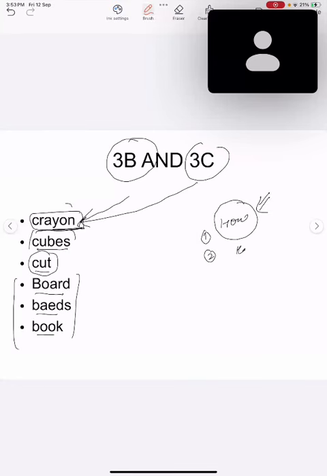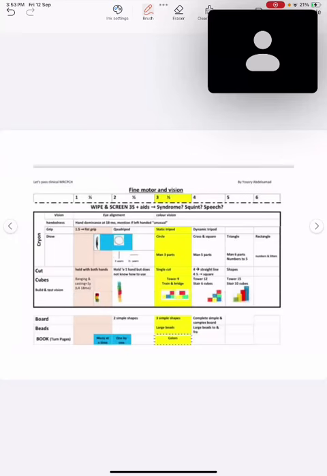So you want to see, is there any hemiplegia, weakness of one hand, or any hand preference or hand dominance present or not? We will see later what the difference is between hand preference and hand dominance. The first thing you will select is the crayon, okay? And you will see how Ali is holding the crayons.